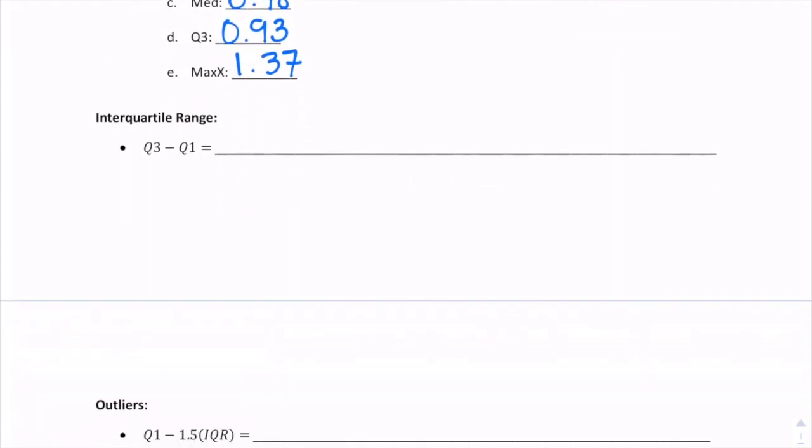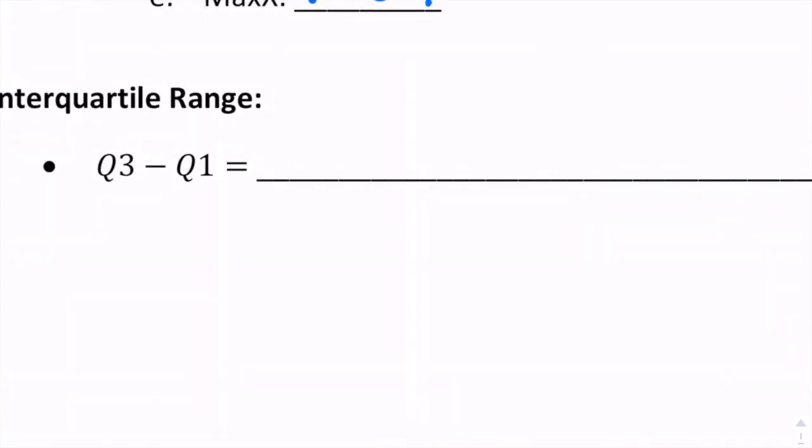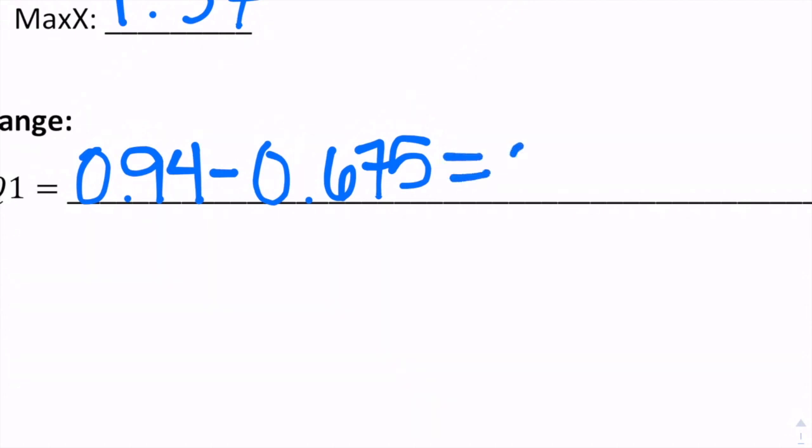So next is our interquartile range, and so that's just taking your third quartile minus your first quartile, so 0.94 minus 0.675, and when you do that, you're going to get 0.265.